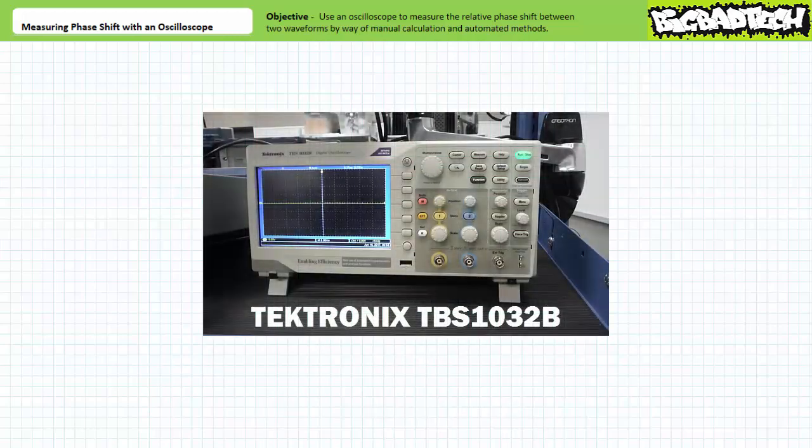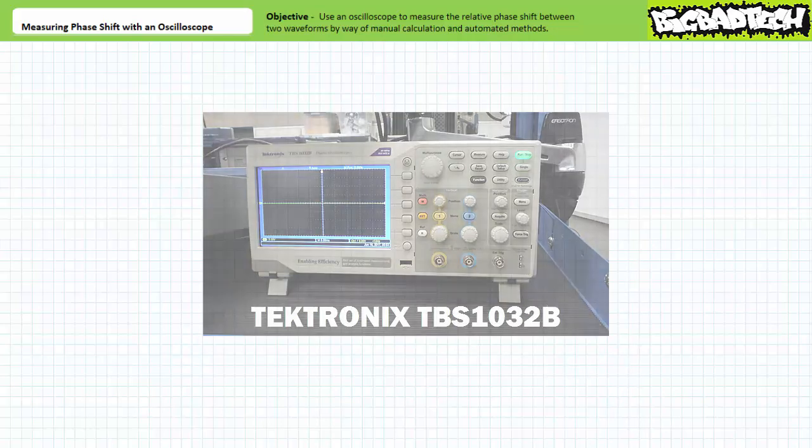For the purposes of today's lecture, we'll be making use of the Tektronix TBS 1032B digital oscilloscope. This is in no way meant to be an exhaustive review of this tool nor an endorsement of this particular manufacturer or model. I only wish to present the functions of interest on a representative example so the viewer can gain some practical exposure to these functions and interpret the manner in which results are displayed.